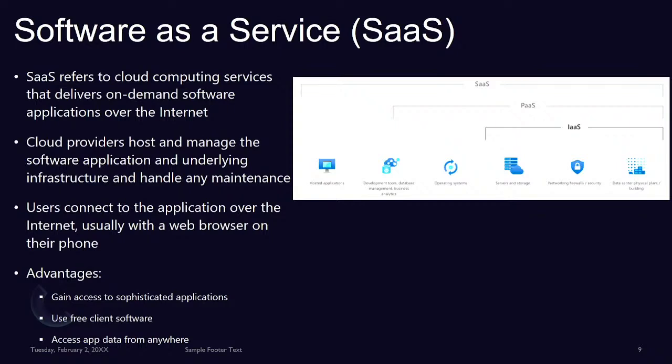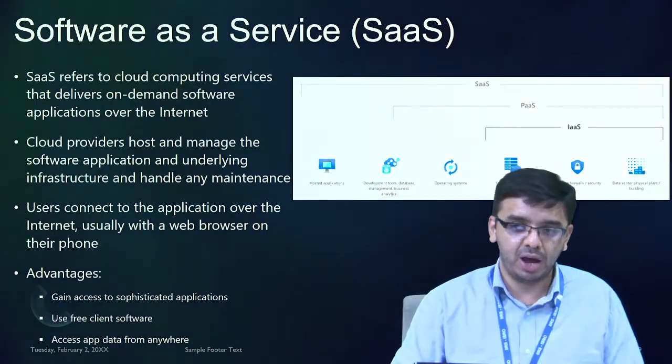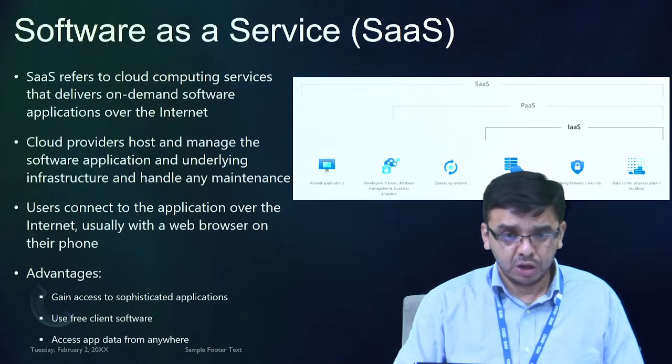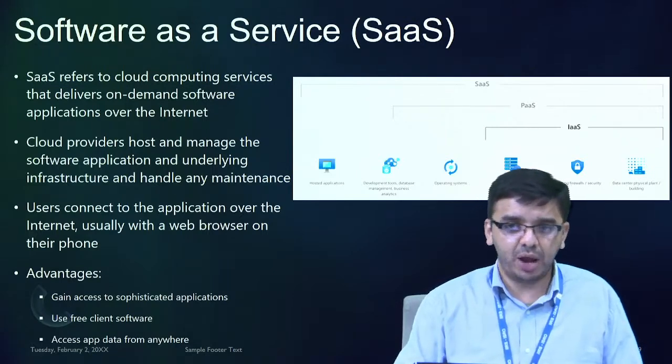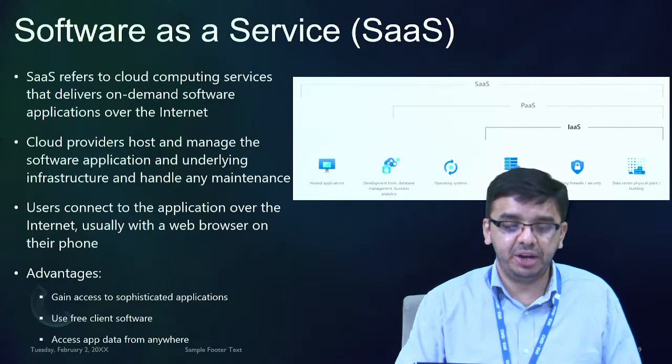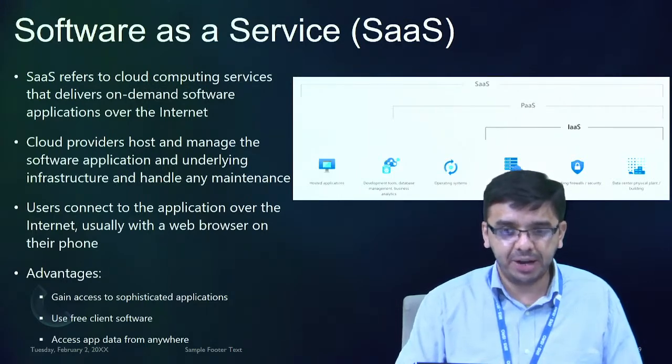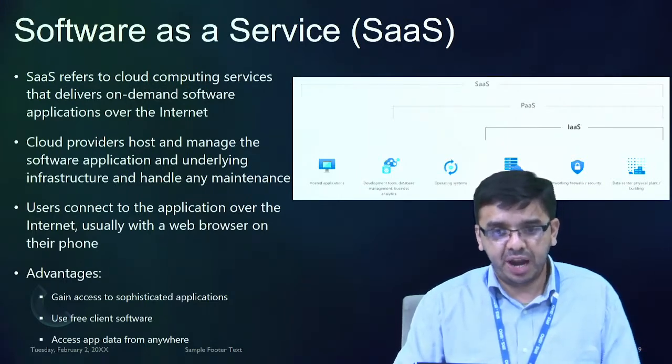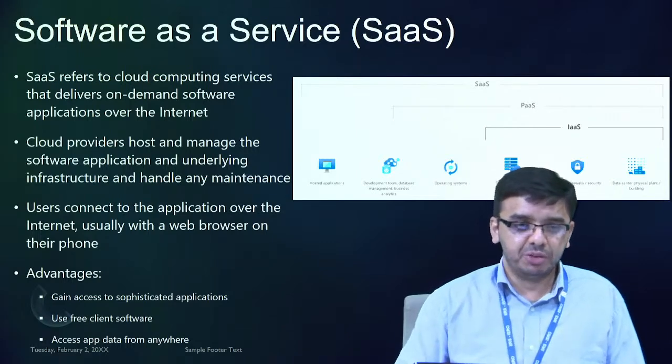Take the example of a company that doesn't want to host email services. What they can do is take the email services from Google or Microsoft, like Outlook. Then the users can directly access them. The entire infrastructure for maintaining the mail servers is handled by the cloud service provider.